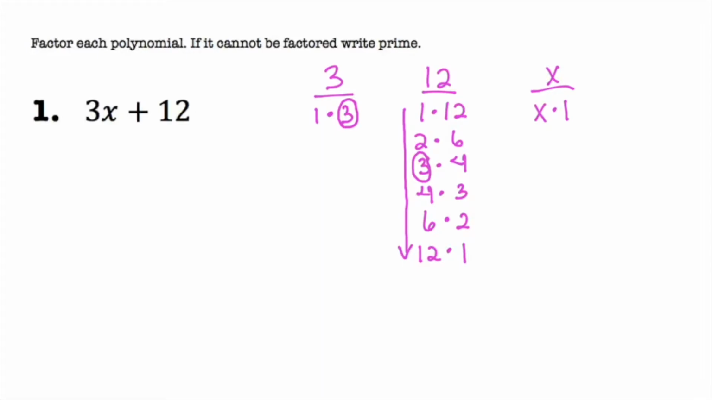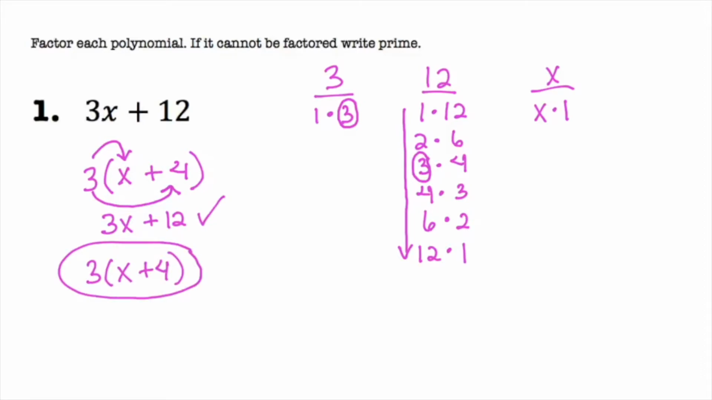So we're going to pull that 3 out, and what's left behind is after you divided 3 out of each term. So 3x divided by 3 would just be x left over, and 12 divided by 3 would just be a 4. So that's what we leave inside the parentheses, and then you can check your work. So we would multiply 3 times x, which is 3x, and 3 times 4, which is 12, and you see that it matches the original problem, so you know you have the correct answer. So you're just going to circle it, and that is your factored GCF of this polynomial.